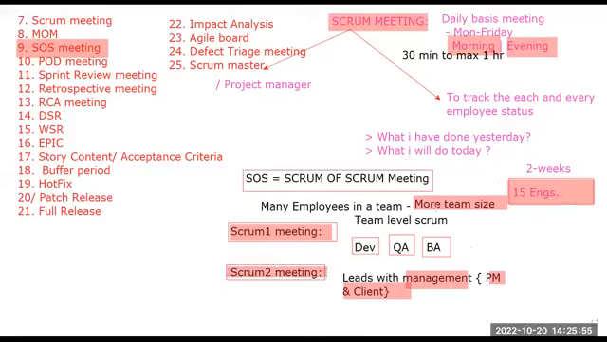Sir, in Scrum 1 meeting, all the teams will be there, like developing, testing, and BA. Respective. So that's what I'm saying, it's a team level meeting. Team level means what? The development team can have their own Scrum meeting, the QA team will have their own Scrum, and BA will have their own Scrum. It's not like development is joining the QA Scrum or QAs are joining BA, nothing like that. It's like team level. So SOS will also be conducted on a daily basis. Yes, it's a daily basis.